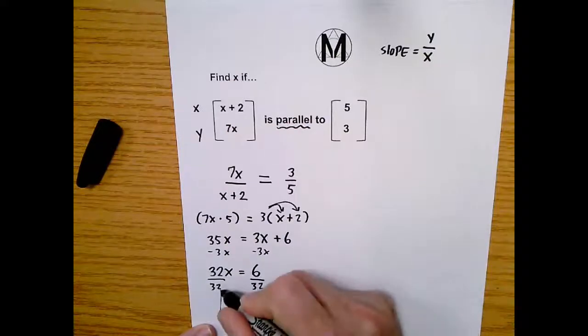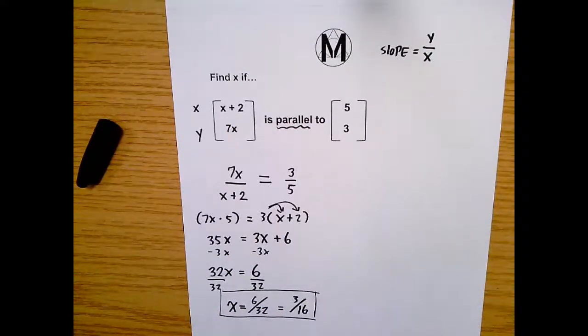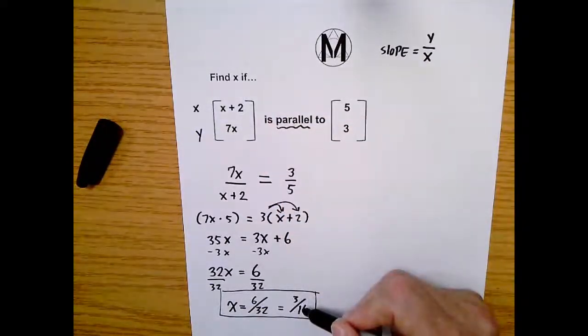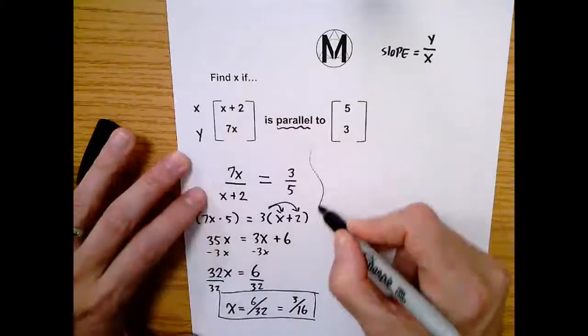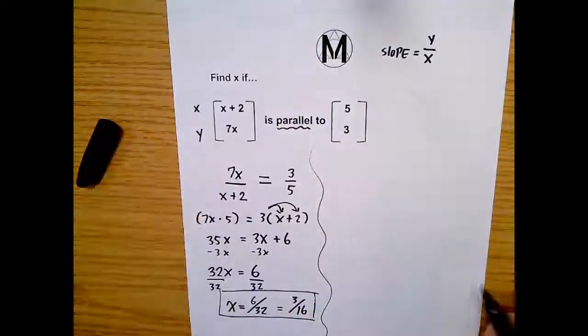Now, before we wrap this video up, I do want you guys to all think about that you could very quickly check this answer and make sure you did it right. And you can do that by substituting your 3/16 back in and making sure that your slopes are the same. So I'm just going to draw this little wavy line here. I'm just going to check my work over here and make sure I did it right.